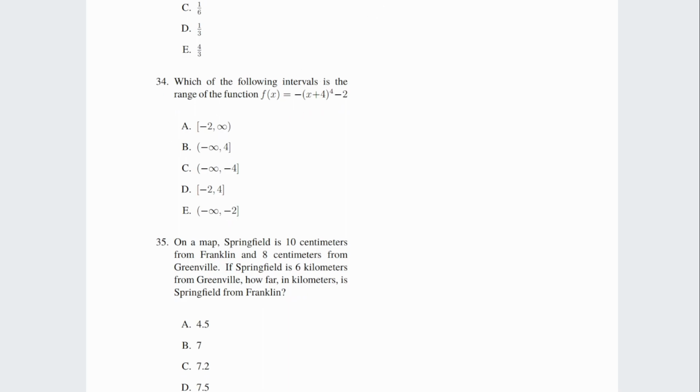Question 34 asks for the range of the function f of x equals negative (x plus 4) to the 4th minus 2. And if we want to start thinking about the range of this term, I think we're going to end up with something very interesting. So we know that any x to the 4th or (x plus 4) to the 4th is always going to be positive, right? We know that's always going to be positive, and we know that's going to go to infinity.